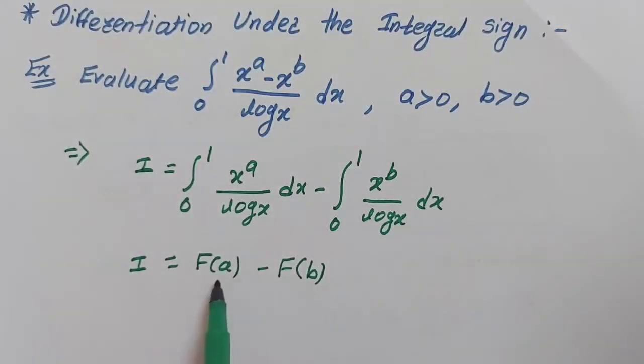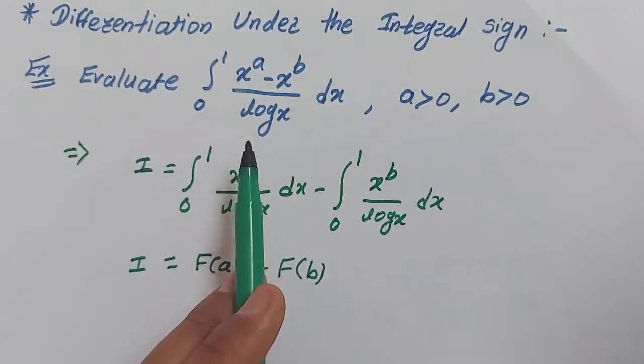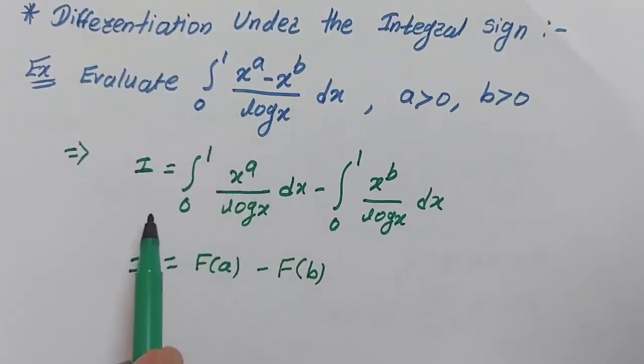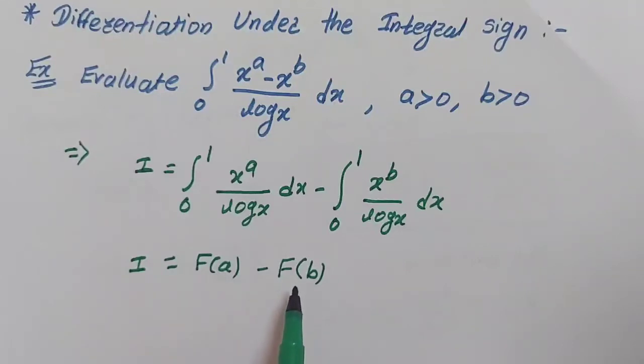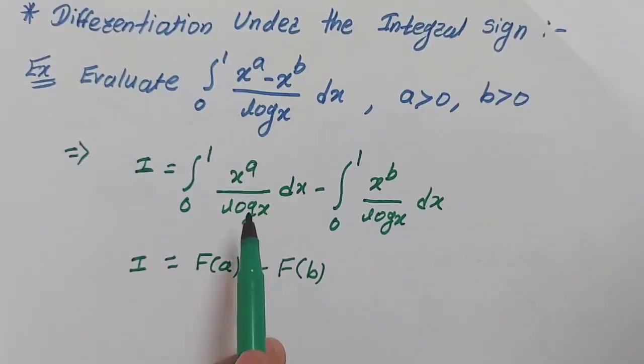Now see here, for both integrations we have taken the function notation capital F, F of a and F of b. Why? Because both the integrals are similar, just with the difference of a and b. Instead of a in integration 1, if we write b, then we get the second integration. That's why we have taken the same notation F of a and F of b here.